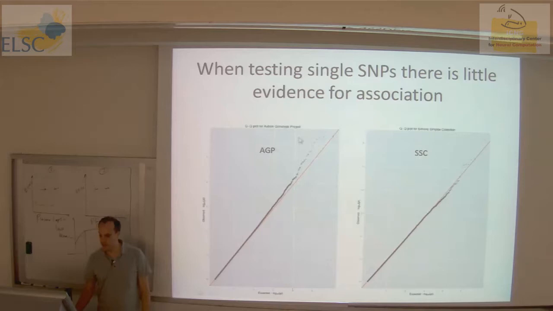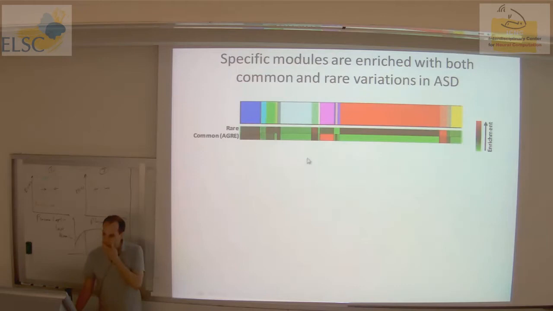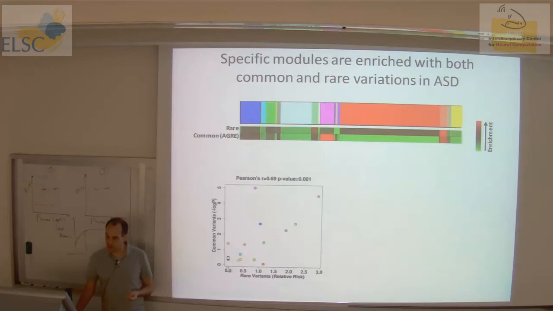So what we found is that what you see in red is a signal of enrichment. If it's red, it means that this module was enriched with rare variation or common variation. This is from one sample. You can also plot the enrichment of common variation against the rare variations, and you can see that there is a general trend of correlation between them. Each one of those dots is a different module.